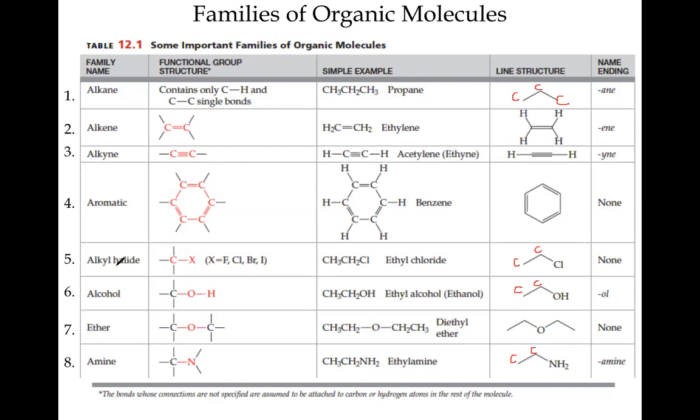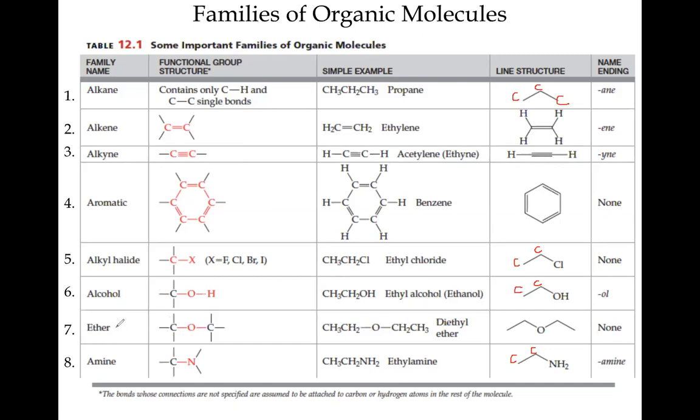So that's alkyl halides. Alcohol is a carbon bound to an oxygen, which is bound to a hydrogen, or a carbon bound to a hydroxyl group. Okay, so C2H, well, 6 hydrogens and 1 oxygen. That makes up ethanol. And the suffix is -ol. So ethanol, methanol, propanol, pentanol, etc.